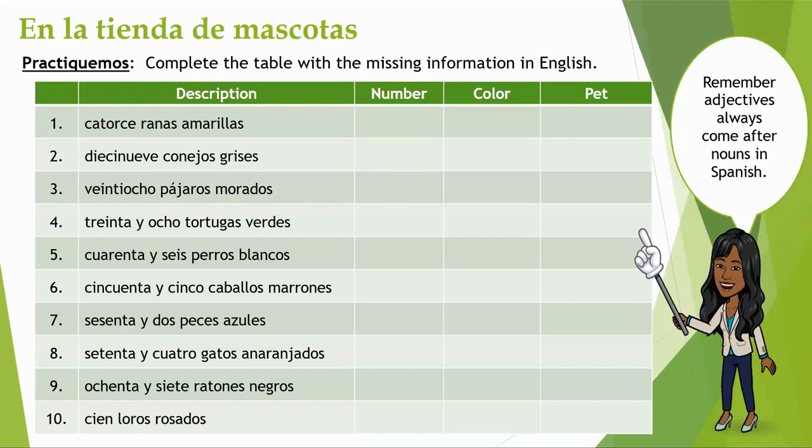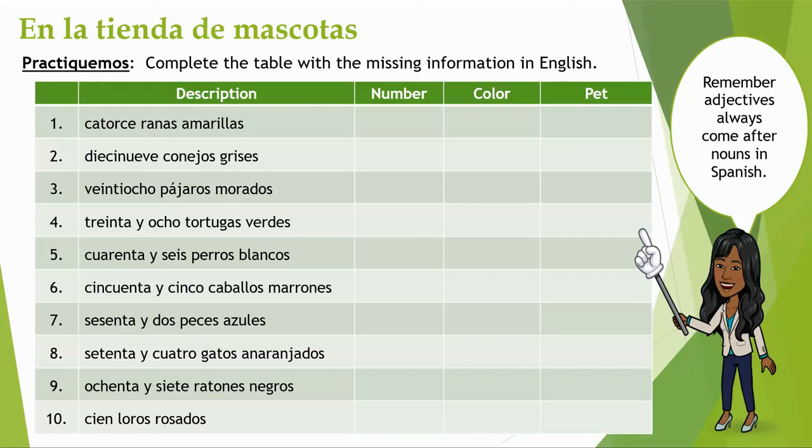So that would be 14 amarillas ranas. That's how you would fill in the table, of course, but that's not the way you write it in Spanish, okay? Now, what would be number 2? 19 conejos grises. What's the response?